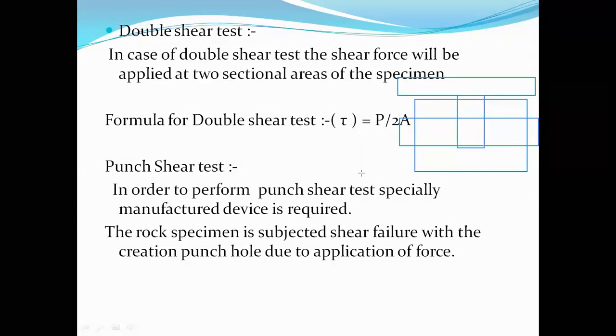See here, if I apply the load on top of this, this is the load P. P is the applied load. So with the application of this load, what happens in the double shear test? In the double shear test, it fails like this. Let me choose a different color. It fails like this.